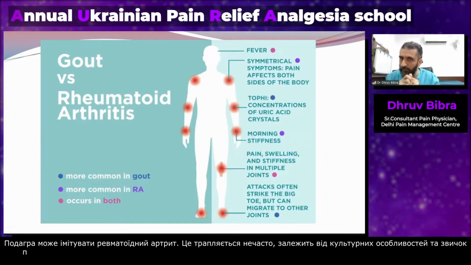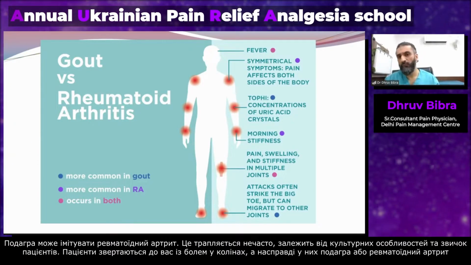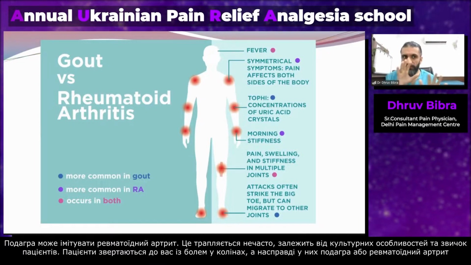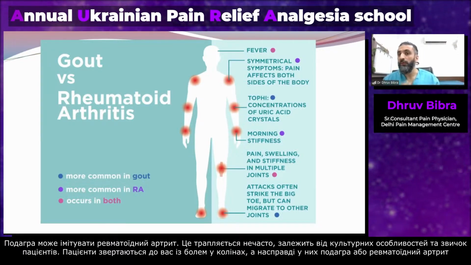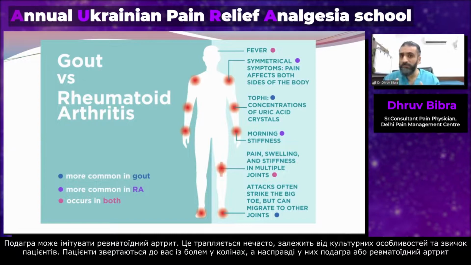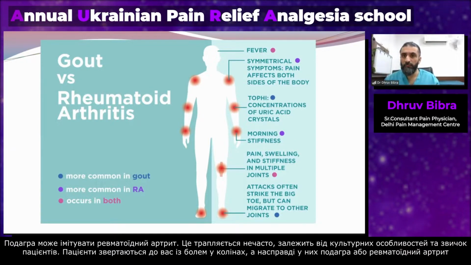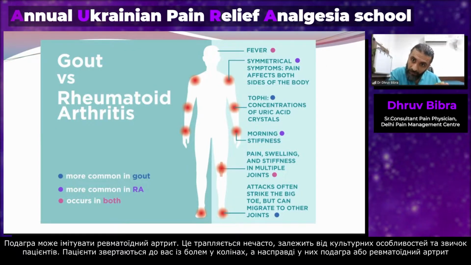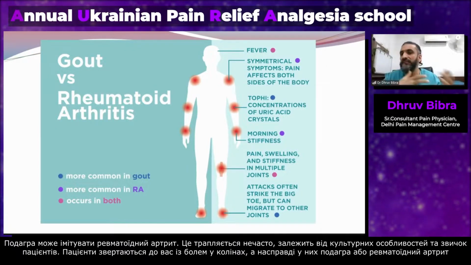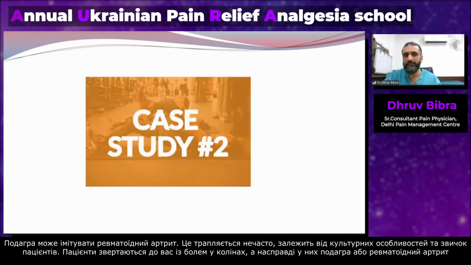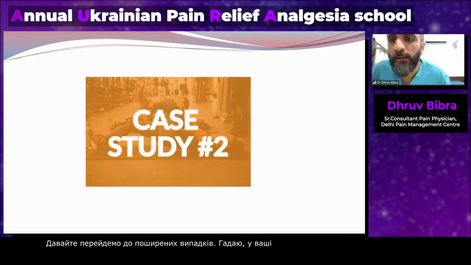Now, again, I will not be going into it because of the time constraints, but one thing which can mimic rheumatoid arthritis is gout. Though these things are rare, based on the cultural and dietary habits, you can come across a lot of patients who come to you with knee pain, but they actually suffer from conditions like gout and rheumatoid arthritis. Now, let us move towards the common thing.